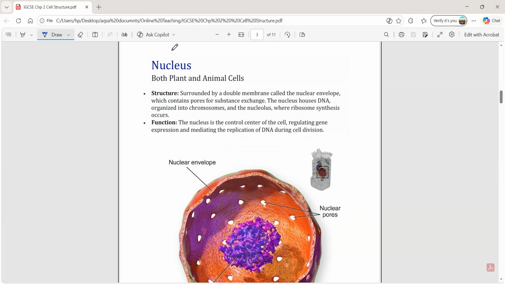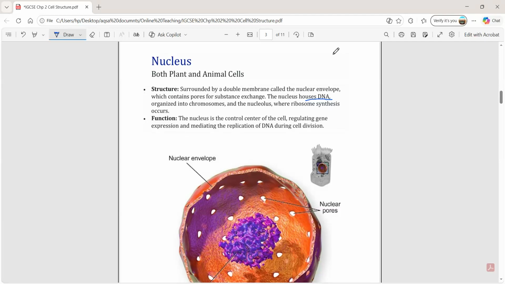So what is the function of the nucleus? We call it the house of the DNA, where our chromosomes are organized, and then they form the nucleolus where ribosome synthesis occurs. Ribosome, what is the ribosome? A ribosome is a structure which is present inside the cell. This is the cell and that's the nucleus. Over here they have the ribosome.